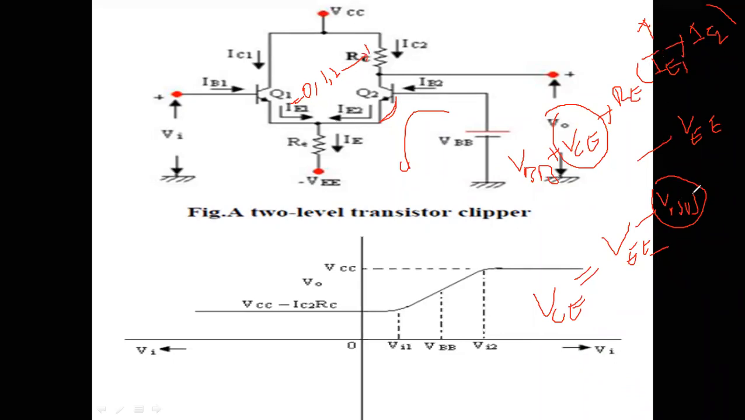As IE1 is increasing, the minus value is increasing. When the minus value is increasing, this voltage will decrease automatically, the VCE voltage. That means as we are increasing IE1, it will reduce the VCE voltage. That means this junction voltage is going to be reduced.